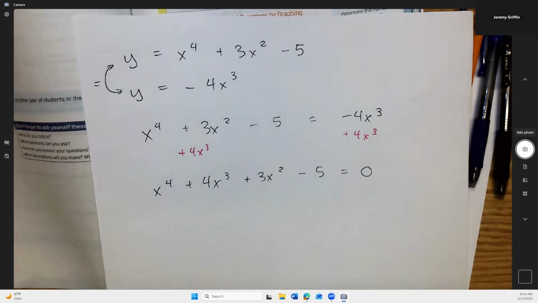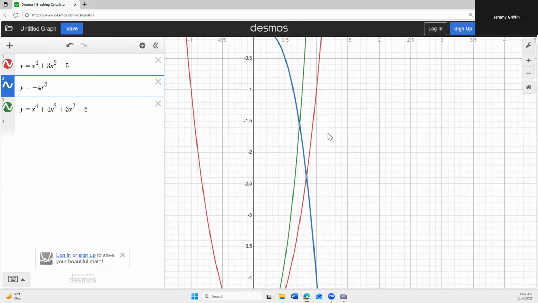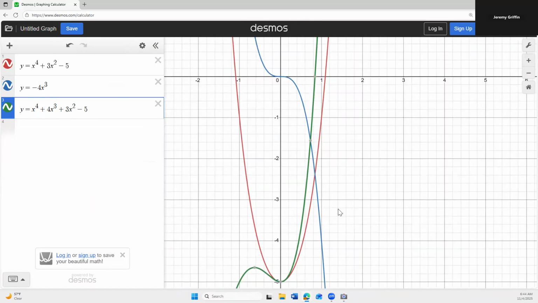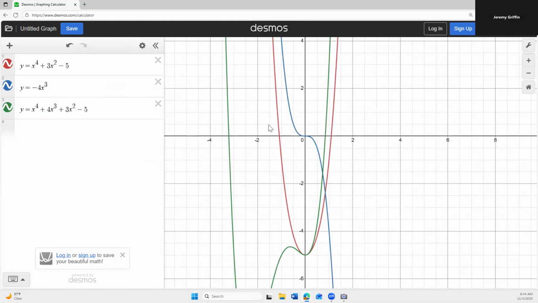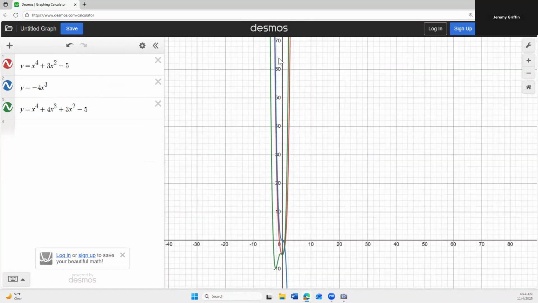Let me show you that that is true on Desmos. So now we're back to here. We've got the same ones going on, and this is the green one that I just came up with. Is it the same x value? The red and the blue cross where x is 0.84. Where does this green one cross the x-axis? Right here, also at 0.84. It's the exact same x value. Is there another place where the red and blue cross? Yeah, it's way up here. This other one's kind of hard to tell.